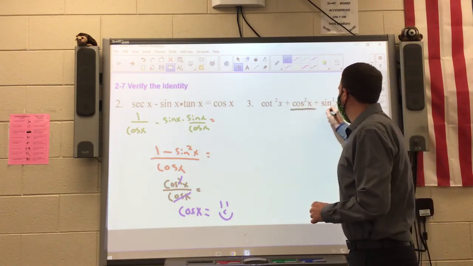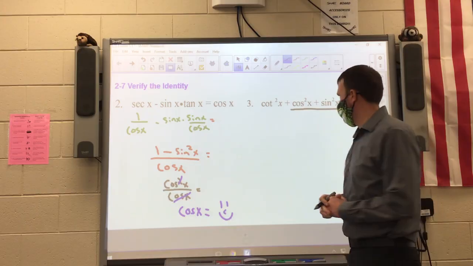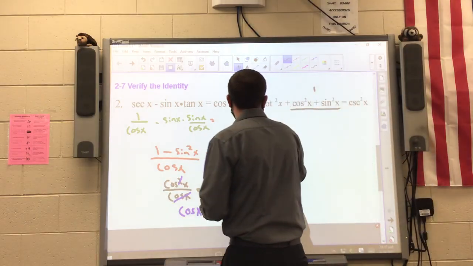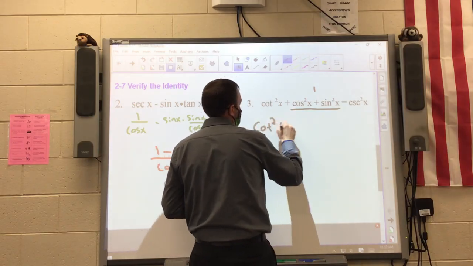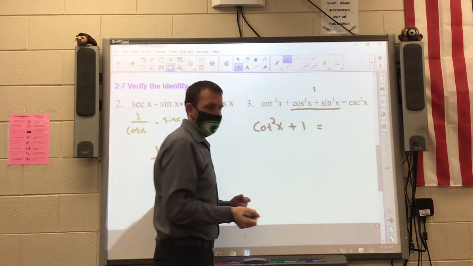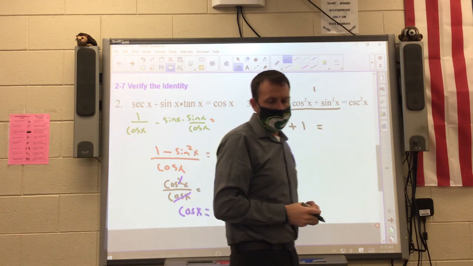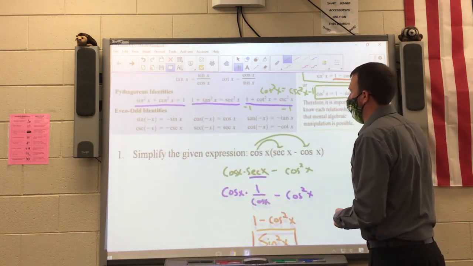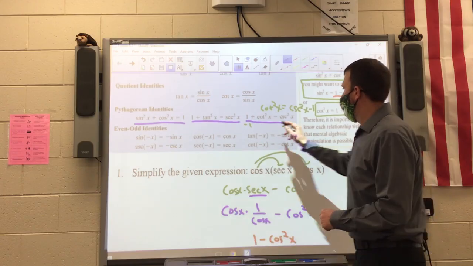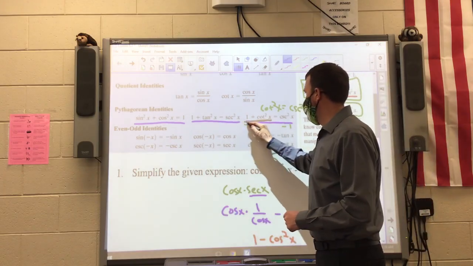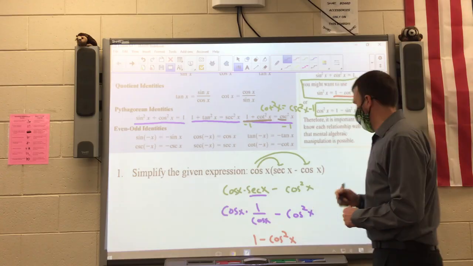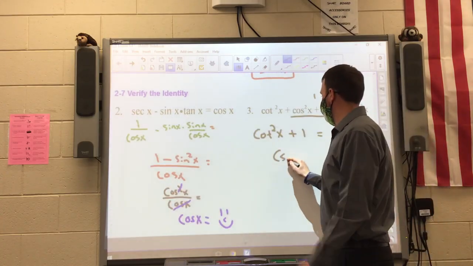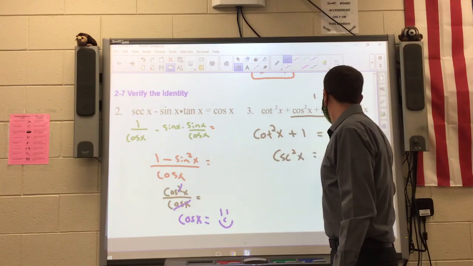What I see right away is I see cosine squared plus sine squared. Well, cosine squared plus sine squared is just 1. So I really have cotangent squared of x plus 1. Right? Well, the nice thing there is cotangent squared of x plus 1 is cosecant squared. So if we recognize that identity, this is just a 2-step problem. And we're done.